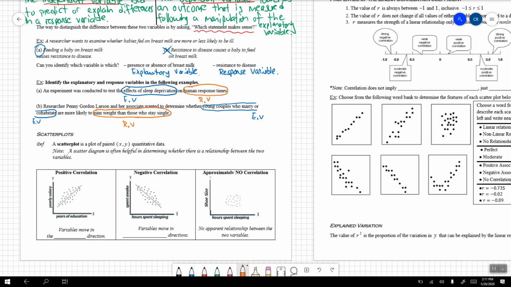Now, what type of relationship do we look at? Well, that relationship is going to be called a correlation. So we could either have a positive correlation, a negative correlation, or approximately no correlation. To start off, a positive correlation. How do we know if we have a positive correlation?